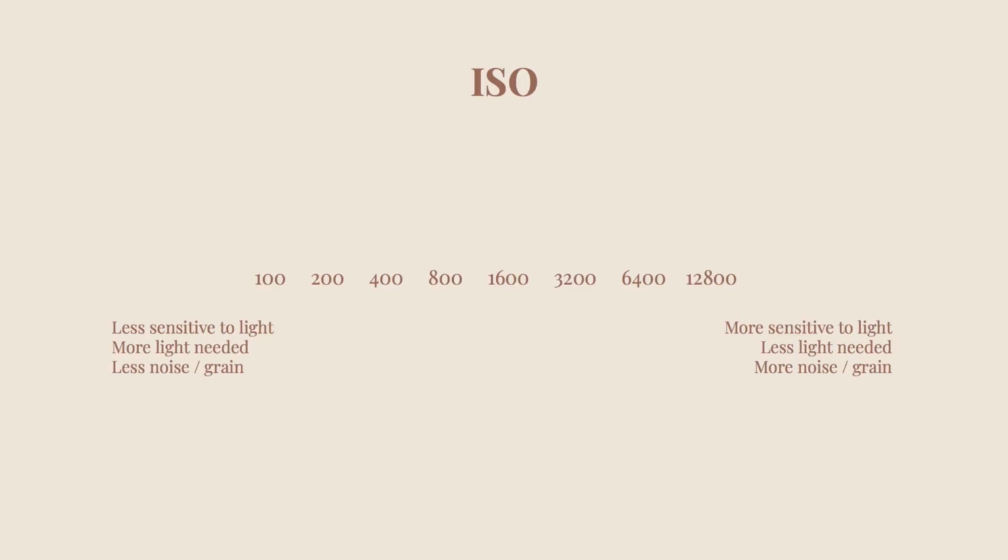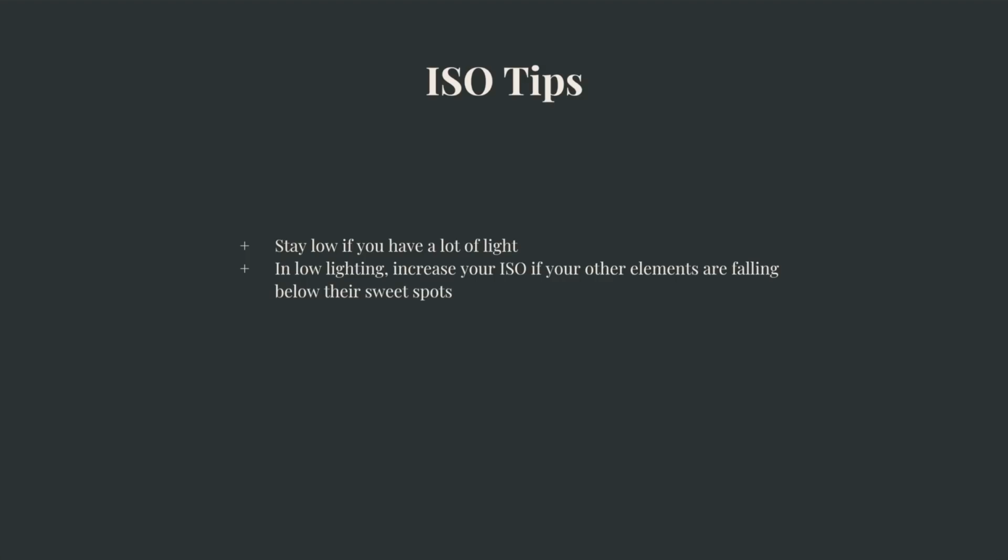And if we're cranking our ISO way up, which we'll do in a dark situation, that makes our camera sensor more sensitive to light, so less natural light coming into our camera is needed. But our trade-off here is that it creates a lot of noise and grain because it's making up light that's not actually there. Some ISO tips.